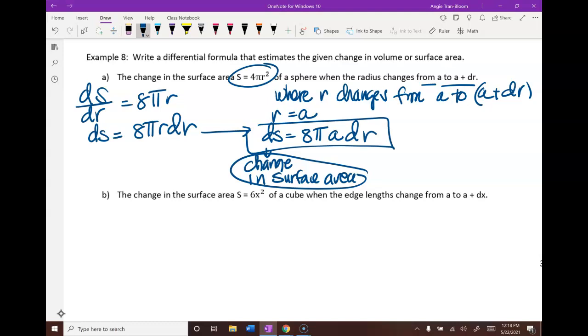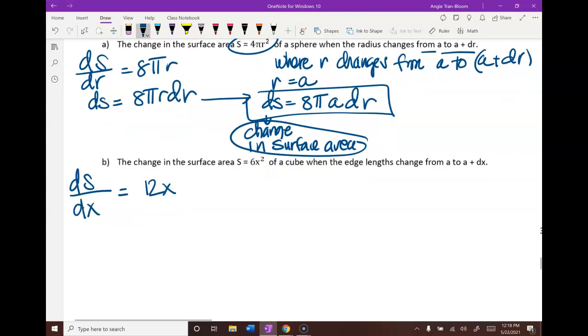The change in surface area, S equals 6x squared, over a cube, when the edge length changes from a to a plus dx. So similarly, let's do ds with respect to x. So you guys are going to have 12x. Well, we can solve for ds immediately by having 12x times dx, right?